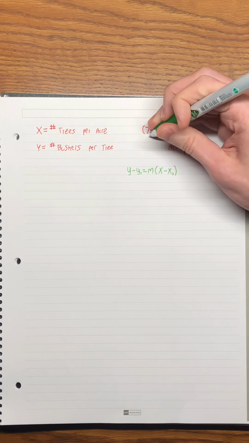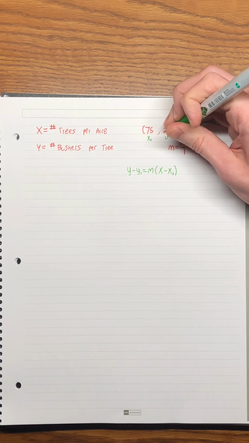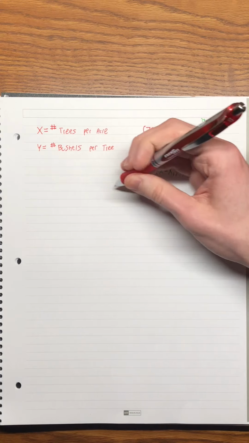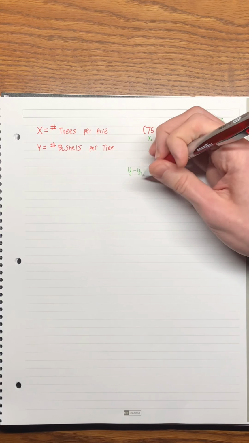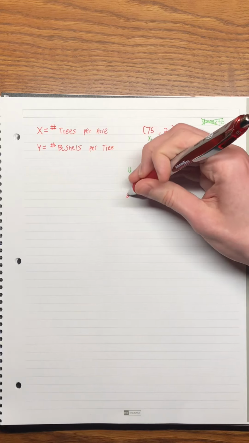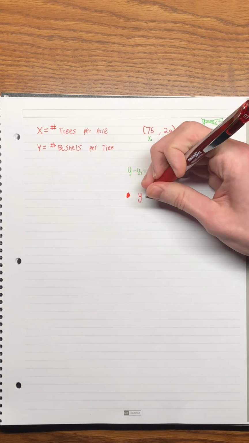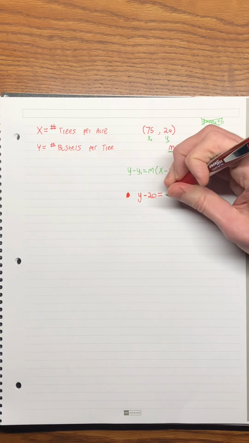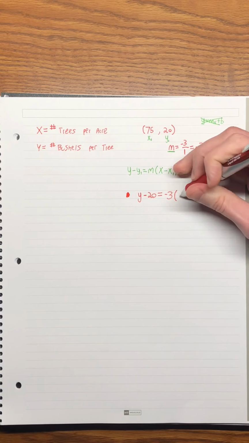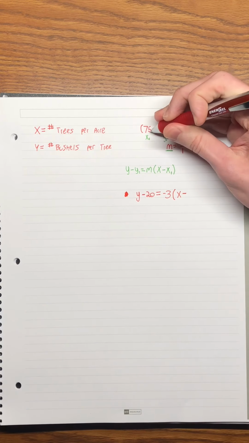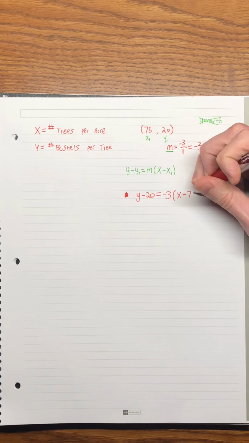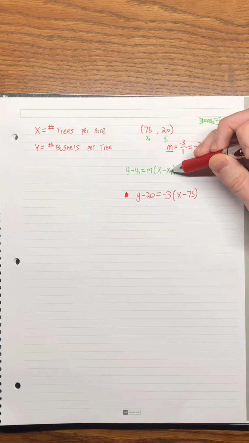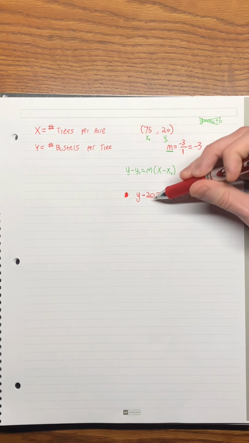All right? So we have our x1 right here, we have our y1 right here, and then we have our m right here. So plugging that in, that's going to give us the equation y minus 20 is equal to -3. Don't forget the parentheses. X minus x1, 75. Now, just remember with this formula, it's always going to be y minus the point, x minus the point. The point comes second, right here.